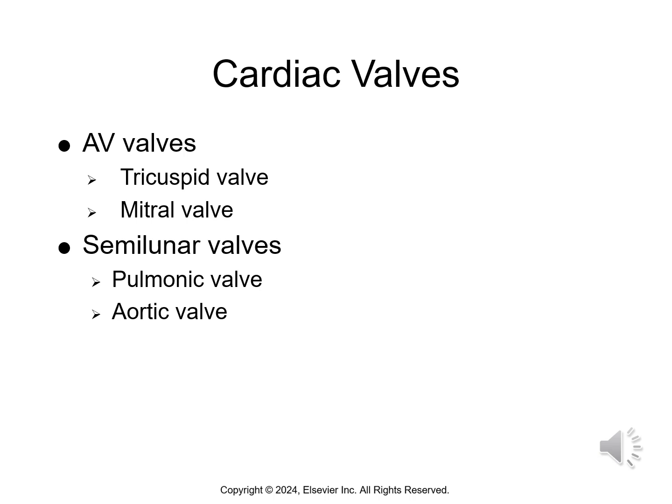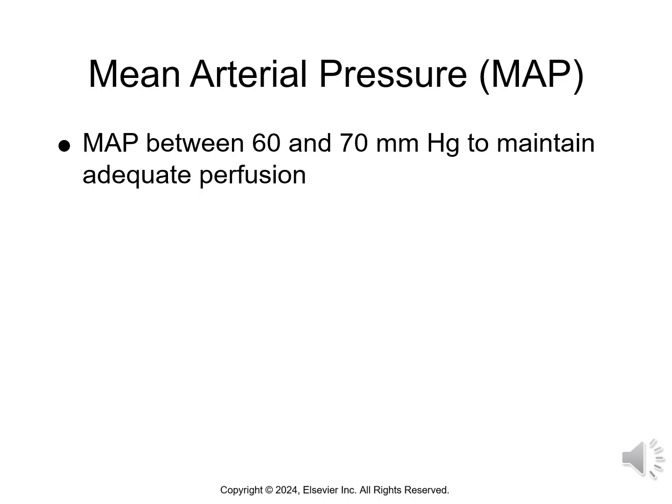The semilunar valves are the pulmonic valve and the aortic valve, which prevent blood from flowing back into the ventricles during diastole. The pulmonic valve separates the right ventricle from the pulmonary artery. The aortic valve separates the left ventricle from the aorta.